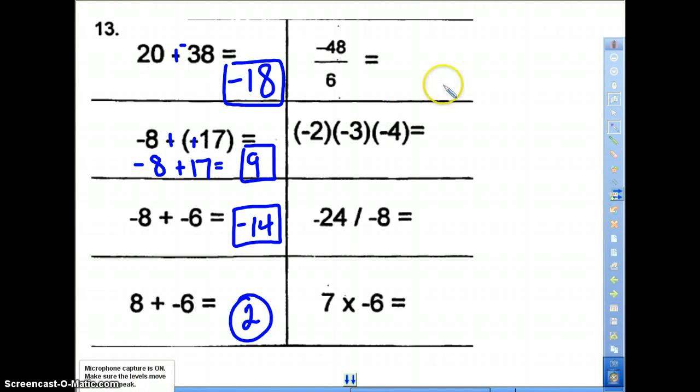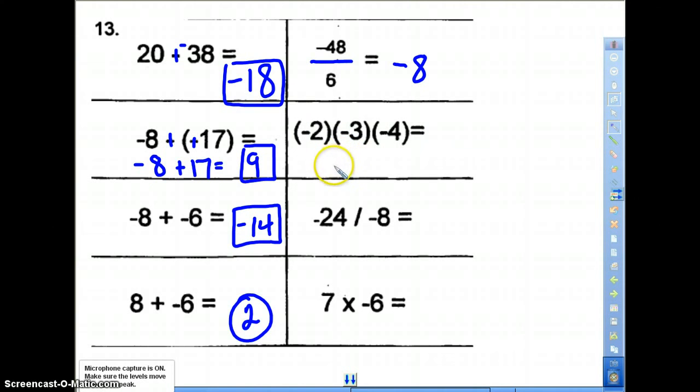Here, negative 48. This fraction bar is a division symbol. Negative 48 divided by 6. What's a negative divided by a positive? I know you guys learned this last year. Negative divided by positive is negative. So our answer here is what? Yep. All right.